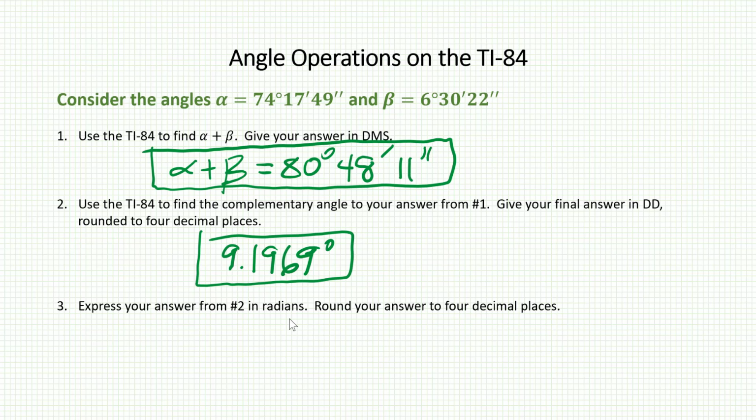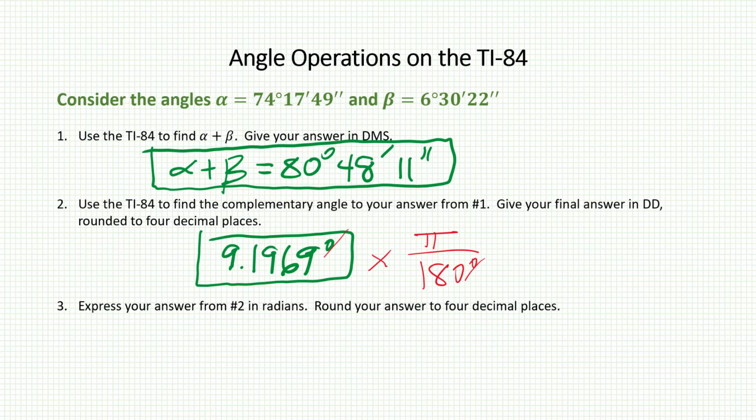And then finally, number 3 says take that answer, the answer from number 2, and convert it to radians, an approximate answer rounded to 4 places. Well, we know how to do that already. We just take our angle and multiply it by that unit fraction, pi divided by 180 degrees. The degrees units would then cancel out, and what I have left would be my answer in radians.